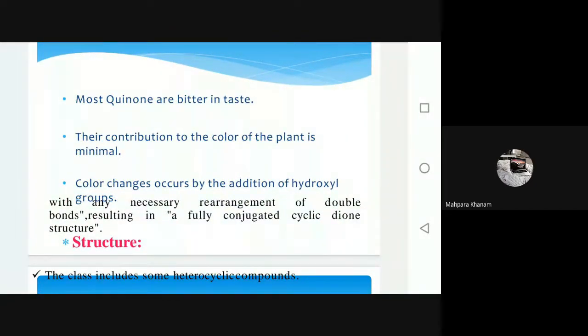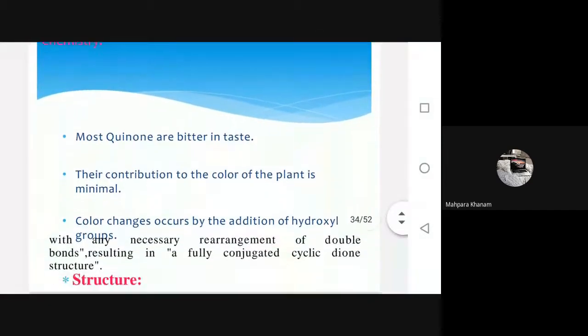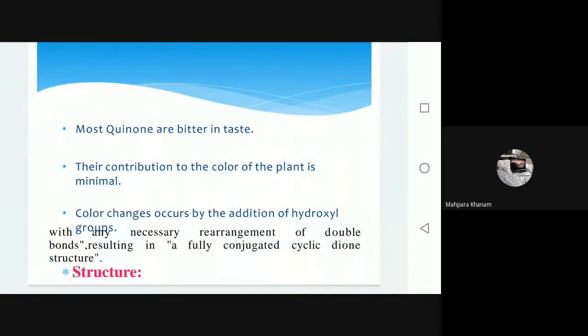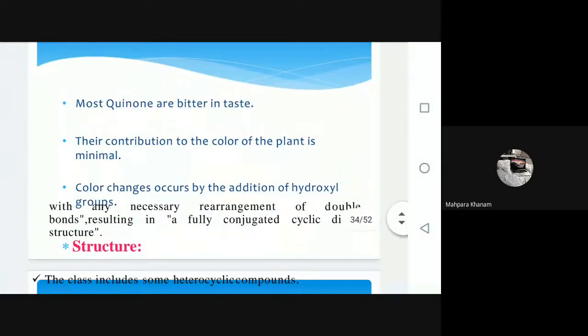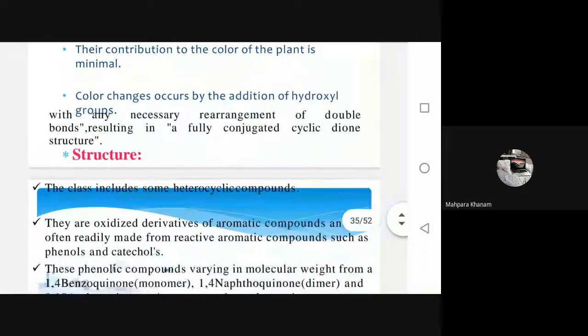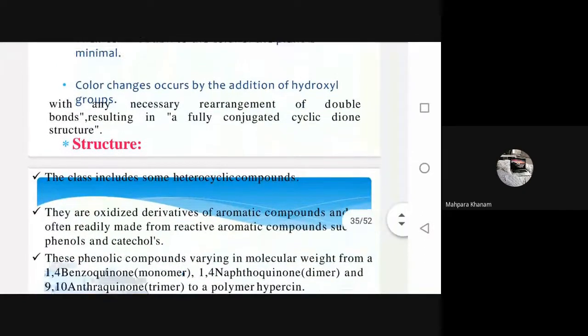Again, these slides were not saved properly. So what is the test for quinone? It is bitter in nature. And usually we find that sometimes the color of the woods changes. This change in color is mainly due to the addition of the hydroxyl group. So don't look at this slide anymore because the font arrangement is not proper.